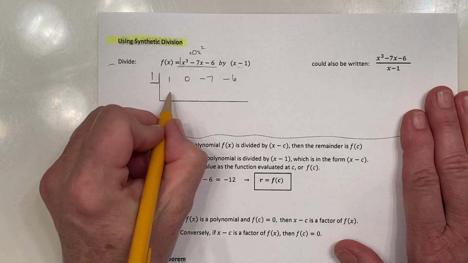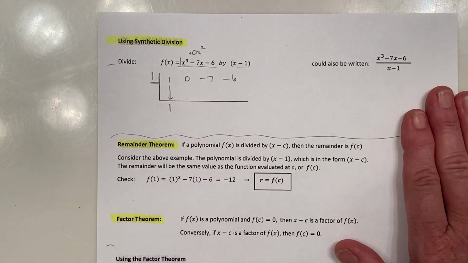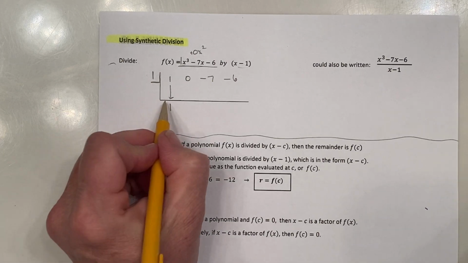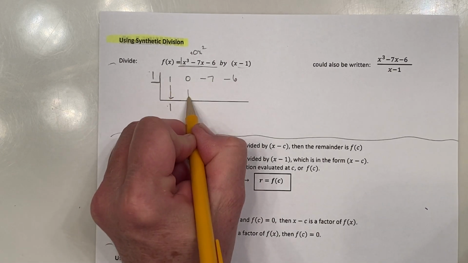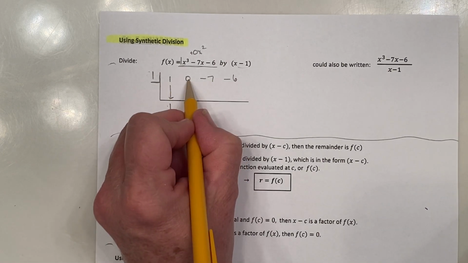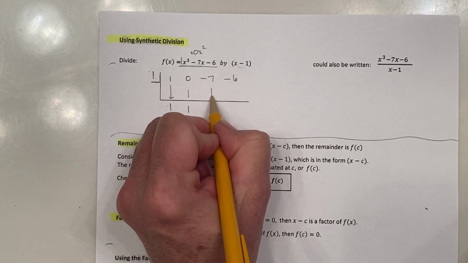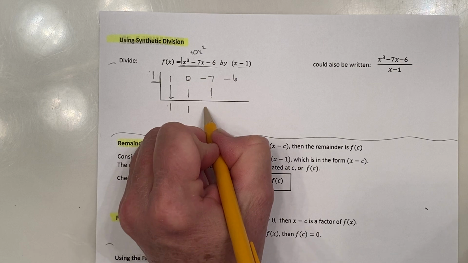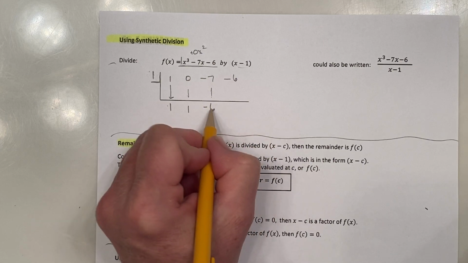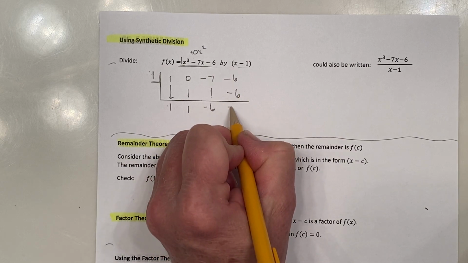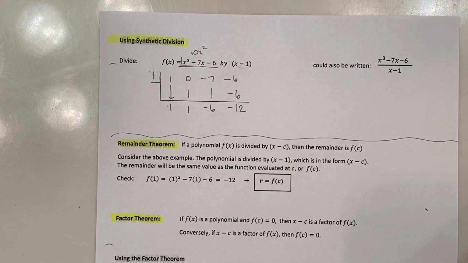So what do we do? Well, we drop this first number and put it underneath this line right here. Then we start multiplying. 1 times 1 is 1. Line it up underneath the next free digit, the 0. Add down, we get 1. 1 times 1 is 1. Add down, don't forget your calculator, -6. -6 times 1 is -6. We add down and we get -12.